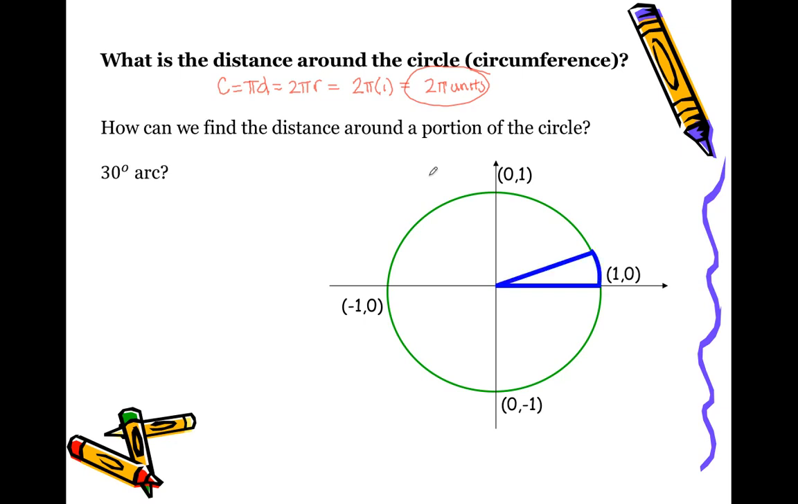A 30-degree arc, right? So if this central angle right here was 30 degrees, so this arc is 30 degrees, how would you figure out that distance? We know the whole thing, like what portion of 2 pi is that? Well, 30 degrees is how many degrees out of 360? So what fraction of the circle is that? Maybe that's 1/12. So we want to figure out what 1/12 of 2 pi is. Oh, that's just going to be pi over 6.